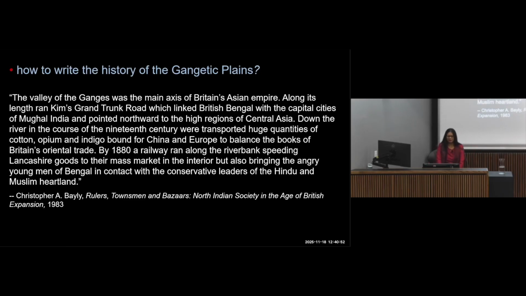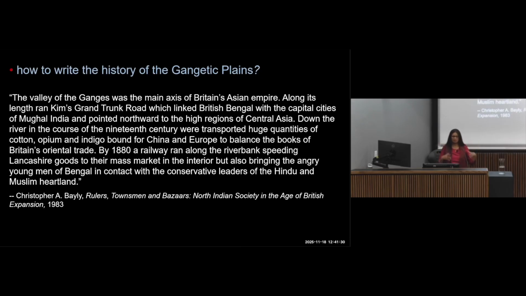The Valley of the Ganges was the main axis of Britain's Asian empire. Along its length ran Kim's Grand Trunk Road, which linked British Bengal with the capital cities of Mughal India and pointed northward to the high regions of Central Asia. Down the river, in the course of the 19th century, were transported huge quantities of cotton, opium, and indigo, bound for China and Europe to balance the books of Britain's Oriental trade. By 1880, a railway ran along the riverbank, speeding Lancashire goods to their mass market in the interior, but also bringing the angry young men of Bengal in contact with the conservative leaders of the Hindu and Muslim heartland.